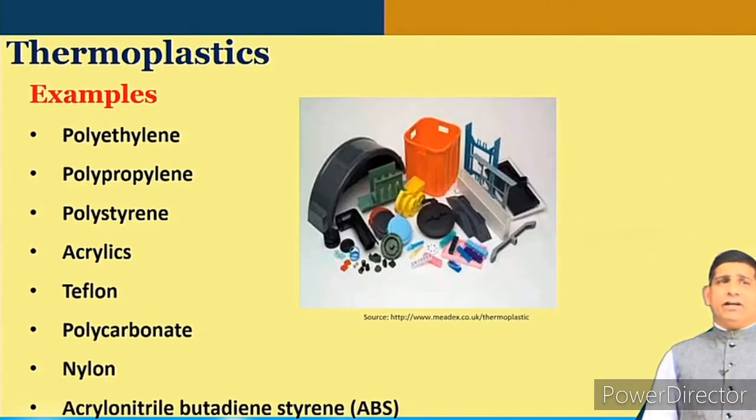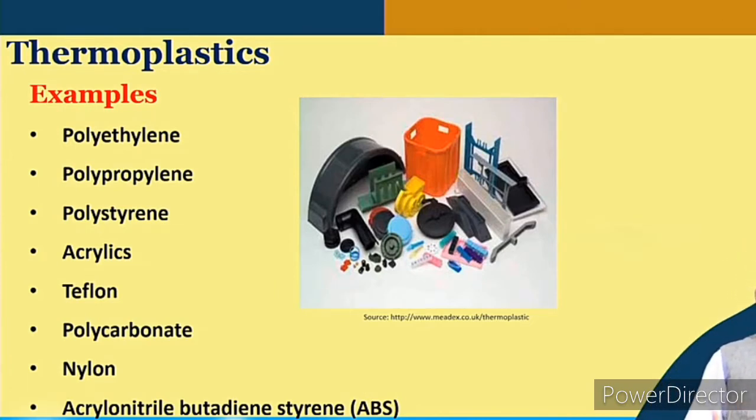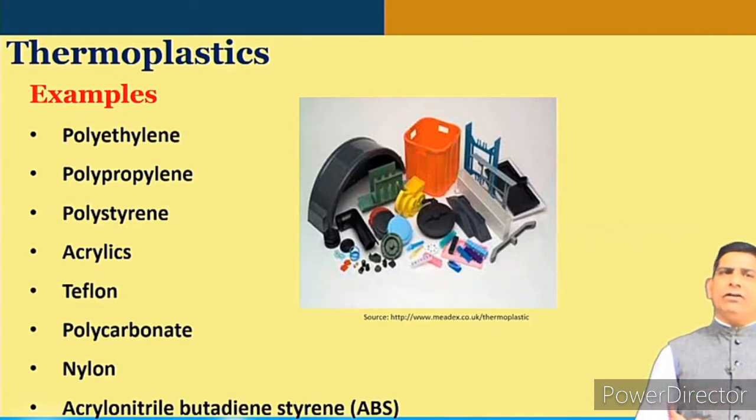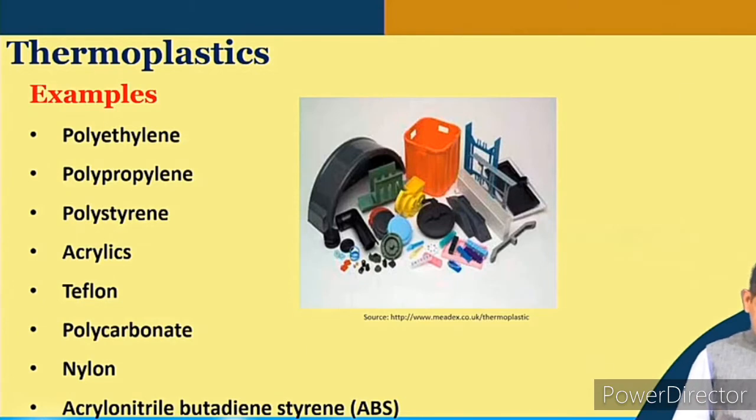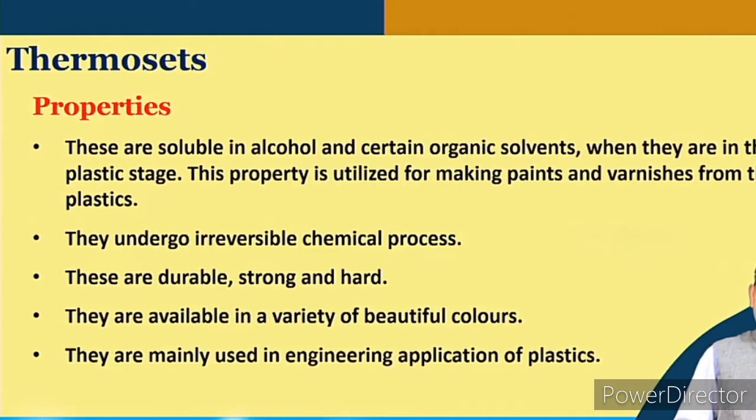What are the examples? We have polyethylene, polypropylene, polystyrene, acrylics, Teflon, polycarbonate, nylon, ABS, which is acrylonitrile butadiene styrene. So all these different materials that you see are thermoplastics. So this is what the thermoplastics are used for.